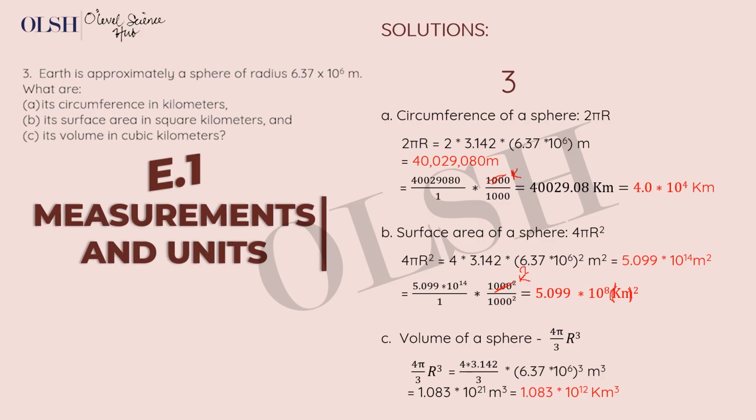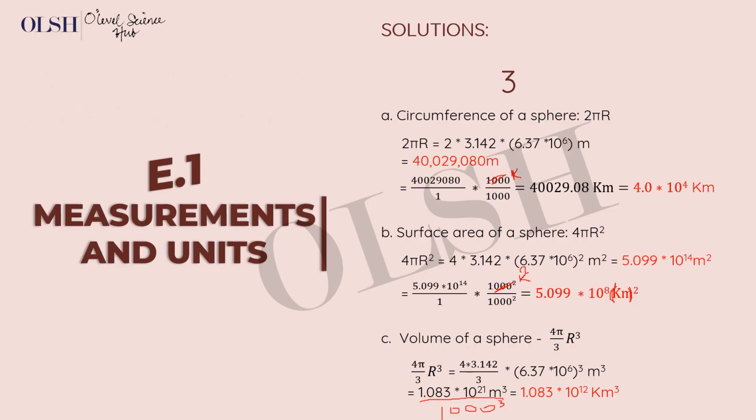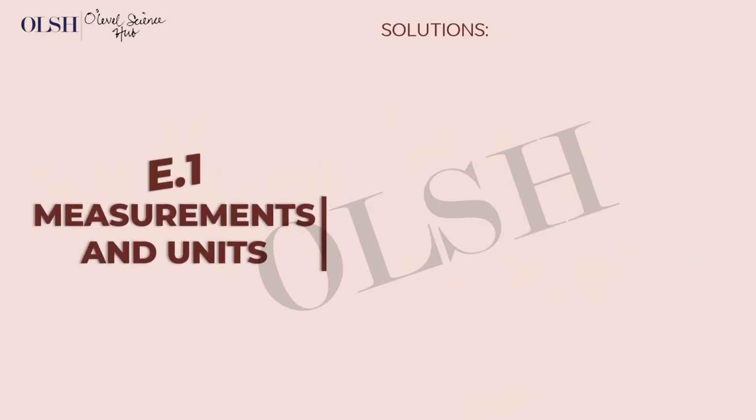So all we basically do is divide our answer, which is 1.083 times 10 raised to the power of 21, by 1000 raised to the power of 3, and we'll get this: 1.083 times 10 raised to the power 12 kilometers cubed. All right, so let's look at number 4.